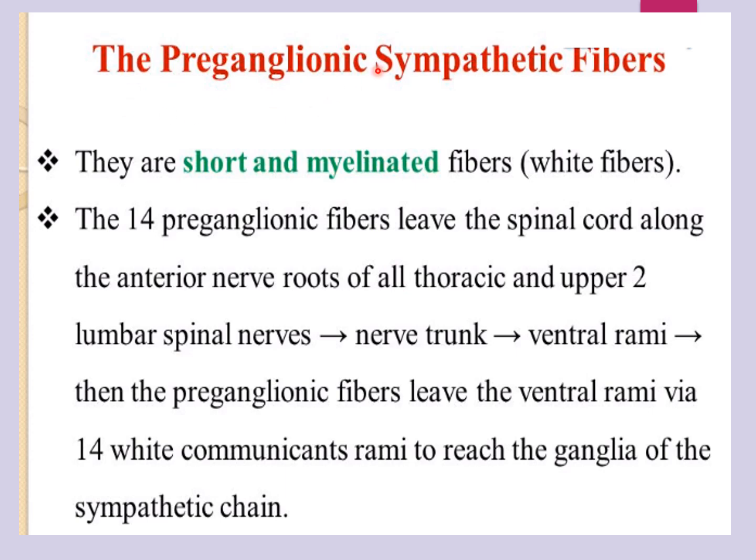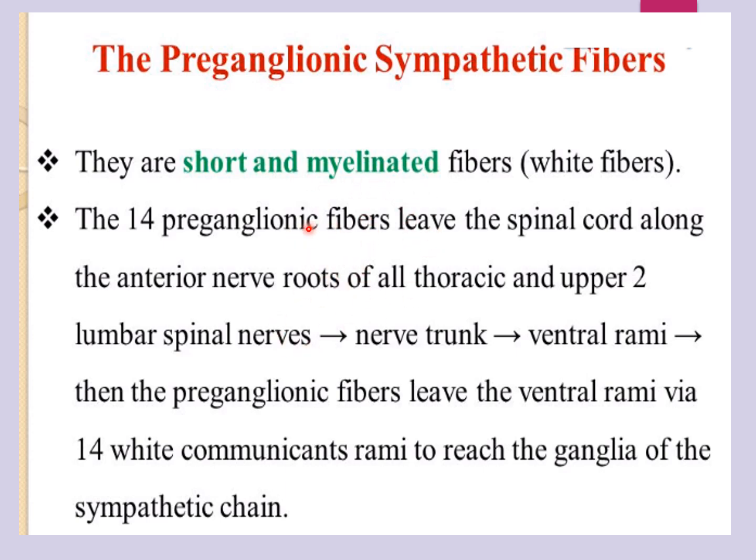Dear students, let us discuss some terminology related to the sympathetic nervous system before going into the thoracic part of the sympathetic trunk. Now what are preganglionic neurons or preganglionic sympathetic fibers? They are short and myelinated fibers. They are also known as the white fibers. The cell bodies of sympathetic preganglionic neurons are located in the intermediolateral gray column of the spinal cord in the spinal segments of T1 to L2.